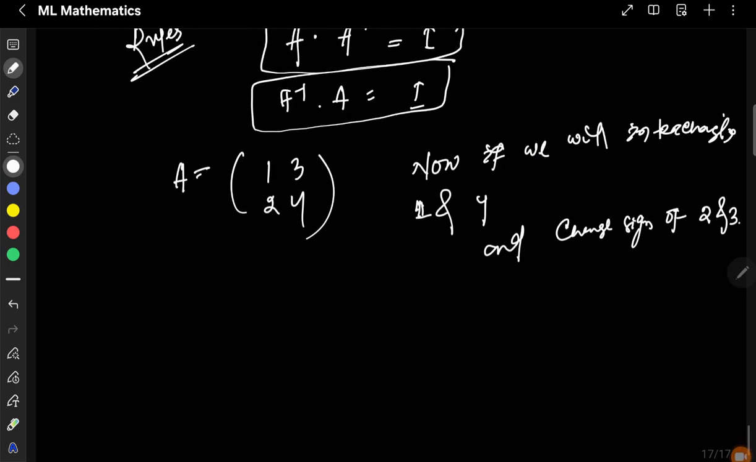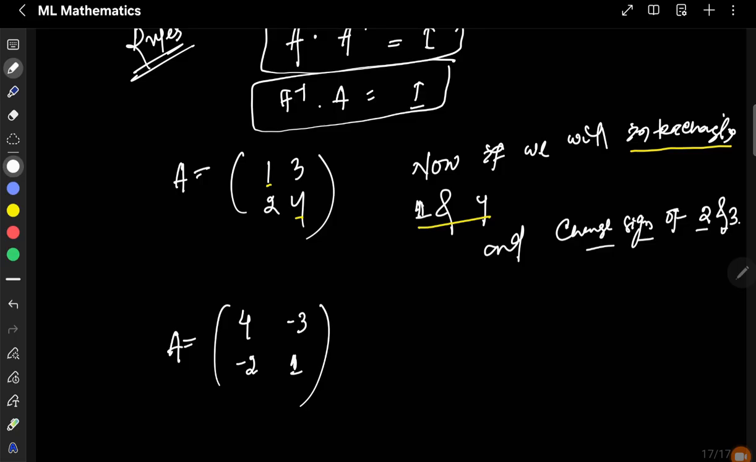What does this mean? You should interchange the positions 1 and 4, so the main diagonal positions are interchanged, giving 4 and 1. The other diagonal positions get a negative sign, so you change the sign of them while the values stay as they are. Now this is nothing but my A inverse. See how easy it is?